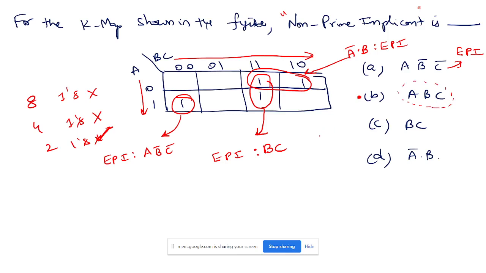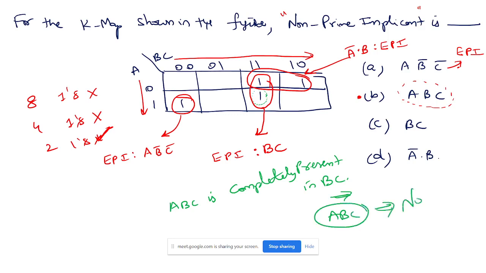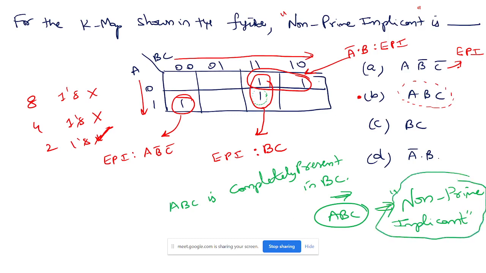Then B is A, B, C. So where is A, B, C? A, B, C is here, correct? ABC is completely present in BC. Then what will happen to ABC? ABC is called as what? It's not even called as a prime implicant. Okay, it's non-prime. So option B is the right answer.